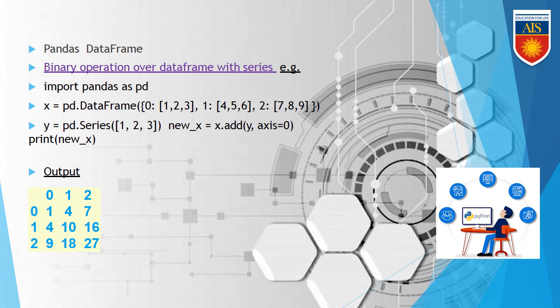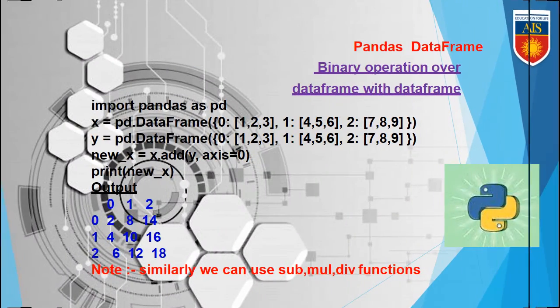Next option is binary operation over a data frame with a series. Import pandas as pd, x equals pd.DataFrame, according to the field and information we will provide. Then y equals pd.Series 1 to 3, new x equals x.add(y, axis=0). Print new x, and then we'll get the output.